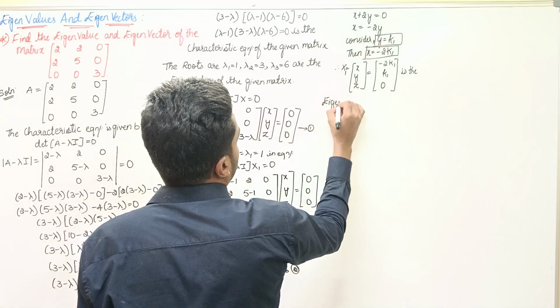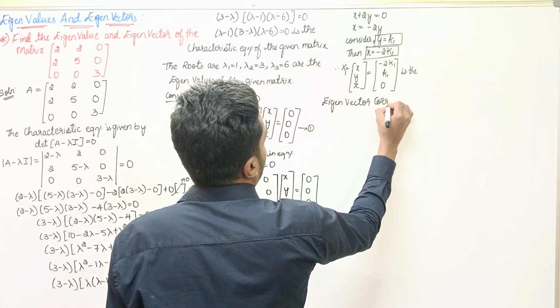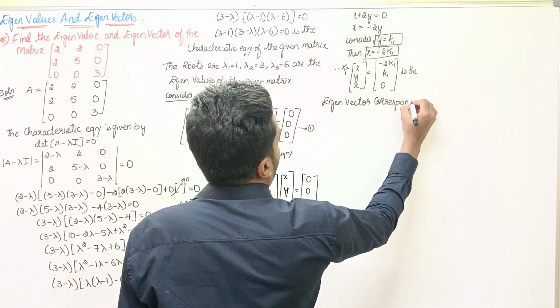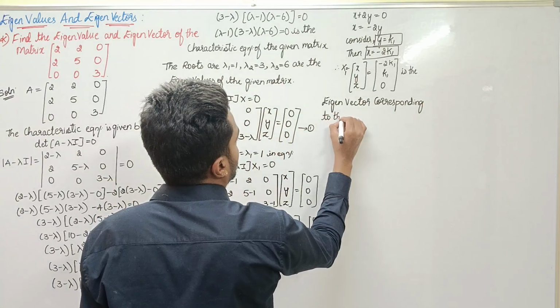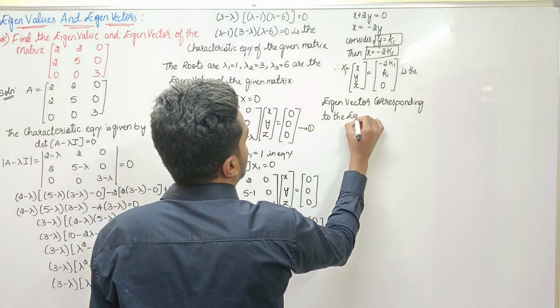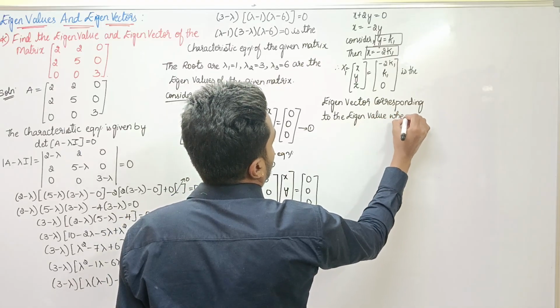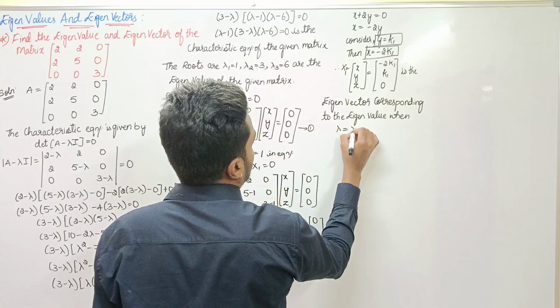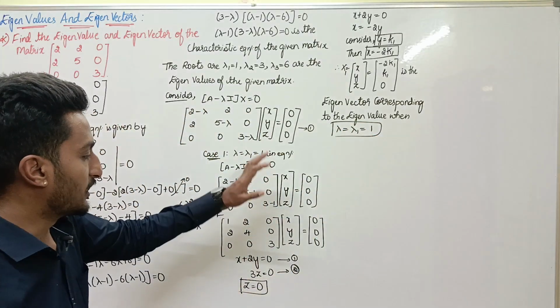is the eigenvector corresponding to the eigenvalue when lambda equal to lambda 1 equal to 1. Got to know the first case?